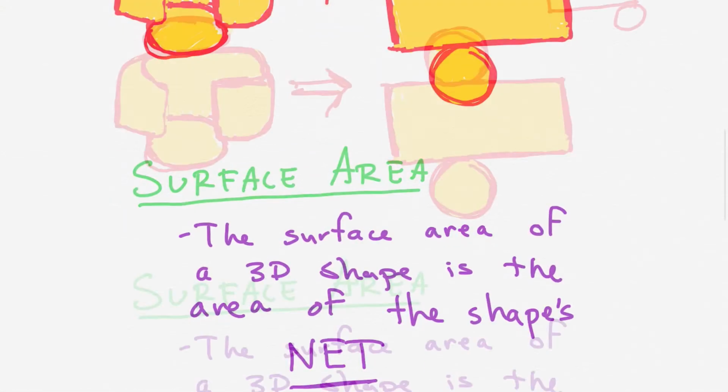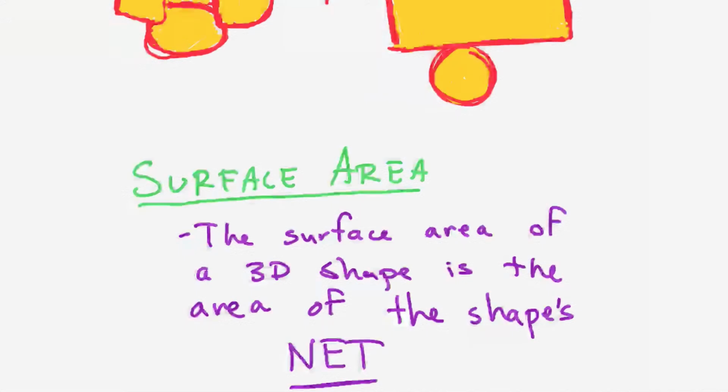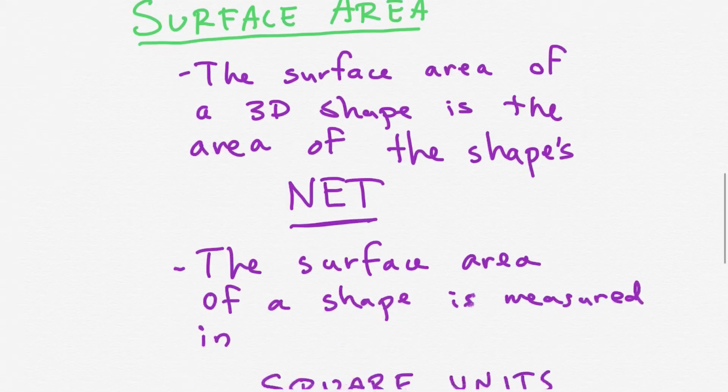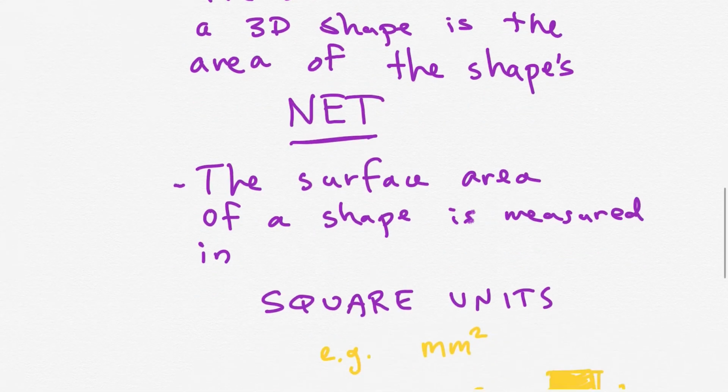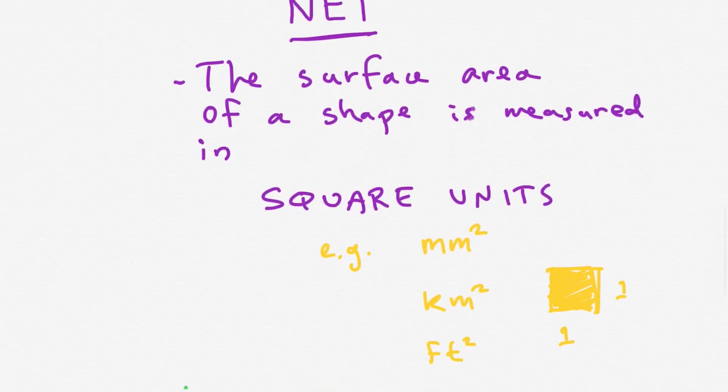So the surface area of a 3D shape is the area of that shape's net. So if we want to calculate the surface area of a 3D shape, we need to find its net. And once you find its net, then you've got its surface area. It's as simple as that. And the surface area of a shape is measured in square units. So you should have meters squared, kilometers squared, or maybe even feet squared.